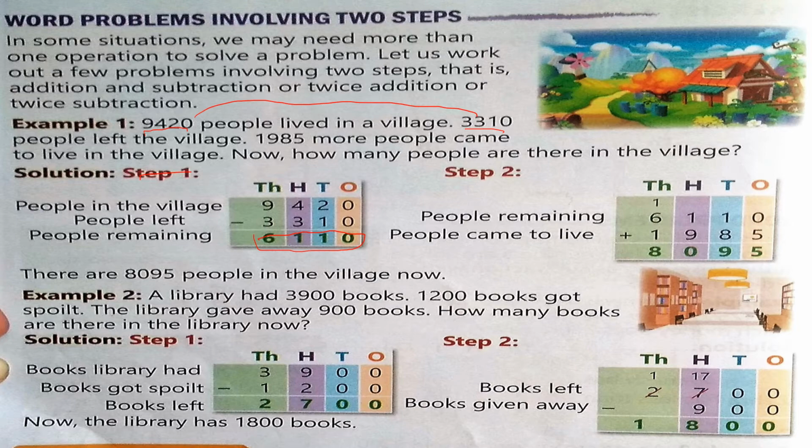Now what happened again? 1985 more people came to live in that village, means now 6110 remain, and again 1985 people came back to live in the village. So number of people remaining 6,110, people came to village 1,985. So here we have to do the plus because we have to find out how many people are still there in the village. So still 8,095 people are there in the village.